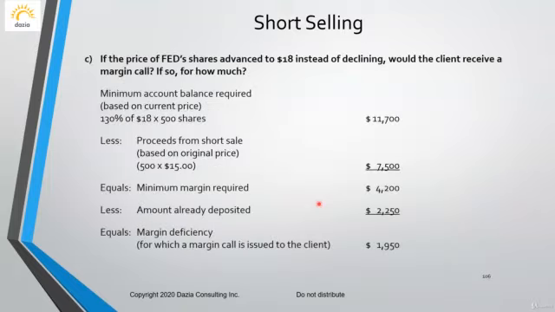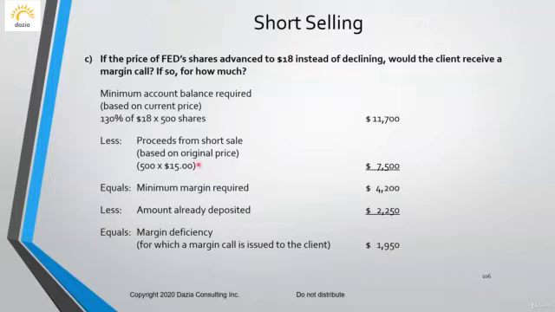But let's suppose the share price actually went up instead of going down. Now you're going to be in trouble. So in this case, the client will receive a margin call. How much is the margin call going to be? Now $18 again, $18 into 500 shares, you will multiply that and calculate what is 130% of it. So 18 times 500 is $9,000. 9,000 times 130% is going to give you $11,700. So this is the minimum account balance you have to maintain based on the price now.